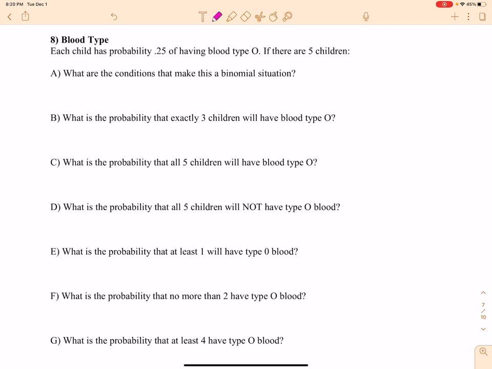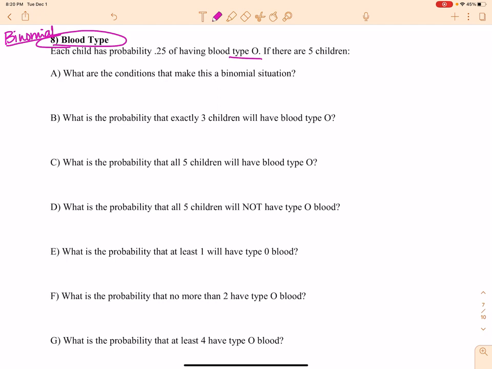All right, AP Stat, here's your first binomial example. If you'll just scroll down through the notes, you will find example 8, which is blood type. You're given some information here. Each child has a probability of 0.25 of having blood type O. If there are 5 children, find all of these probabilities.